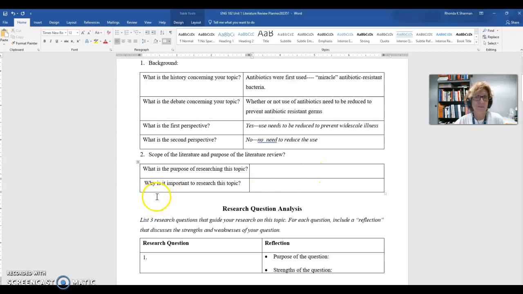And then why is this important? And of course, you chose this topic, so you should have a compelling reason as to why it's worth spending time investigating this issue. So you can write your comments there.